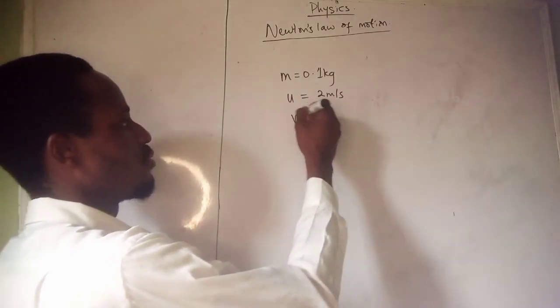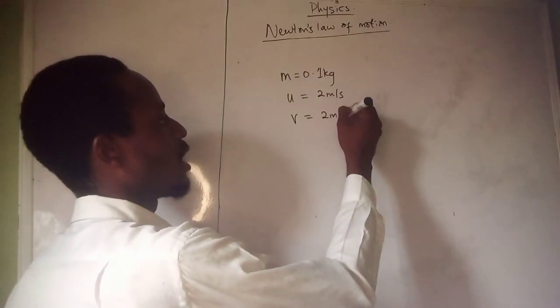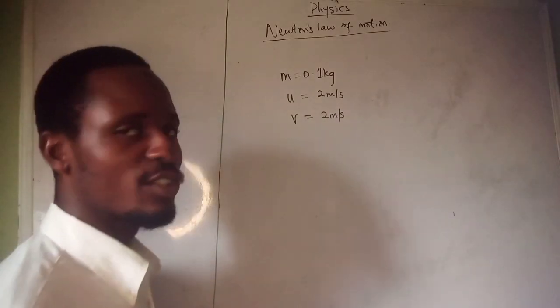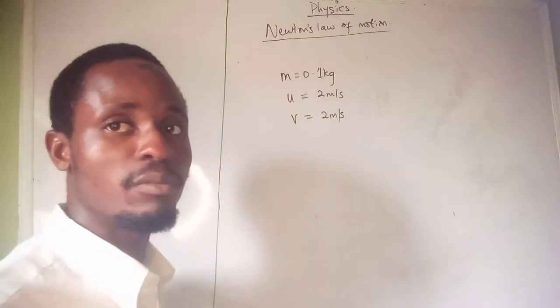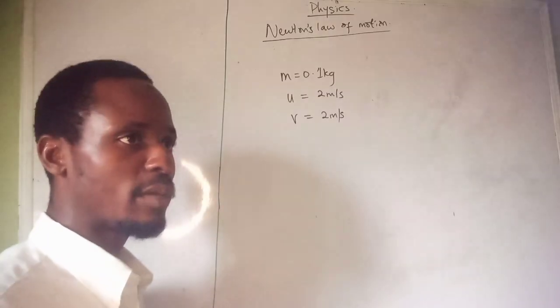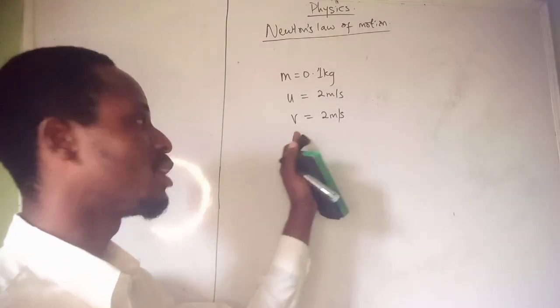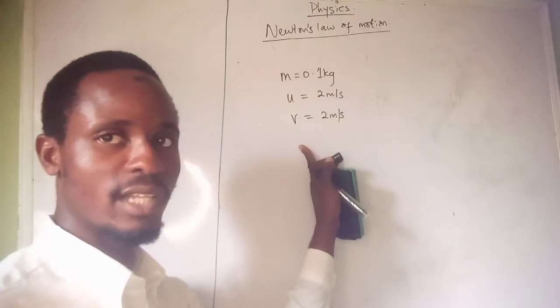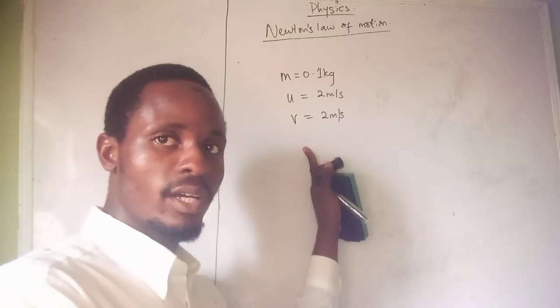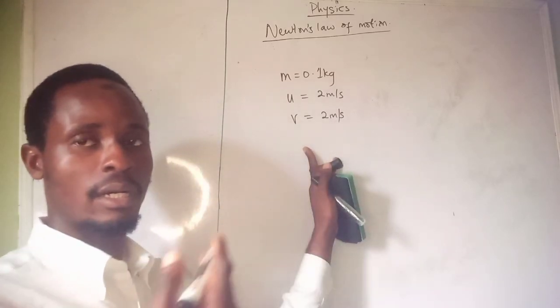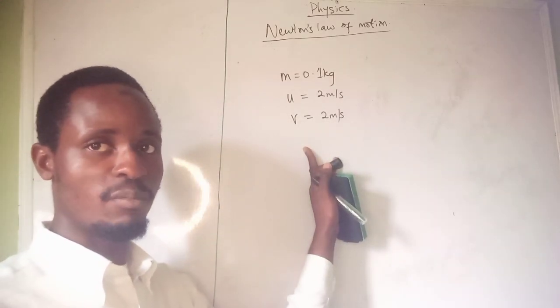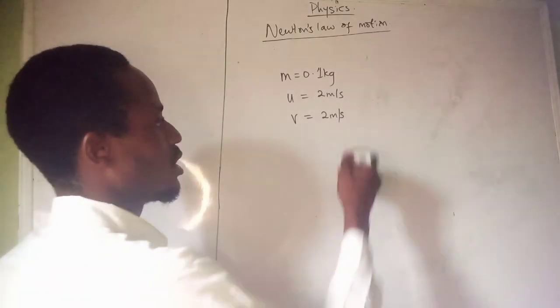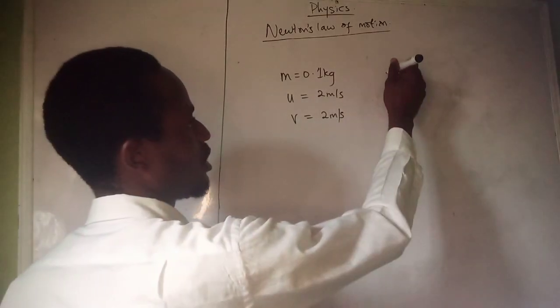So which means the new velocity is also 2 meters per second. They now ask you to calculate the impulse received by the wall, or sometimes they might ask you to calculate the change in momentum of the ball. So don't forget that the change in momentum of the ball is equal to the impulse received by the wall. So in that wise, we are not given to calculate impulse.